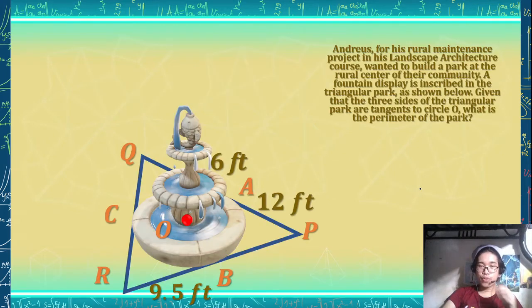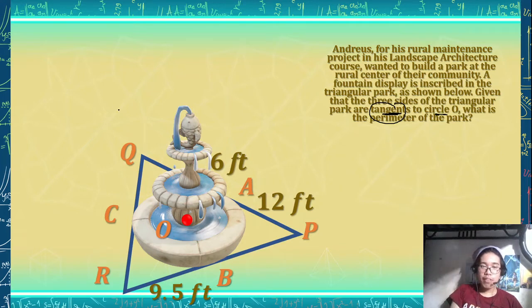So let's have our first problem over here. Andreas, for his rural maintenance project in his landscape architecture course, wanted to build a park in the rural center of their community. A fountain display is inscribed in the triangular park, as shown below. So given that the three sides of the triangular park are tangents, that's your clue word here, tangents at circle O, what is the perimeter of the park?